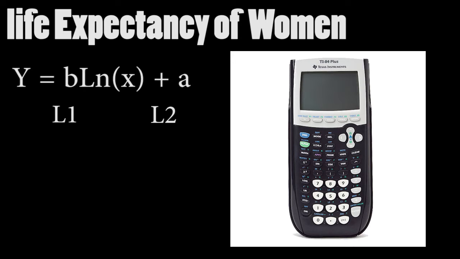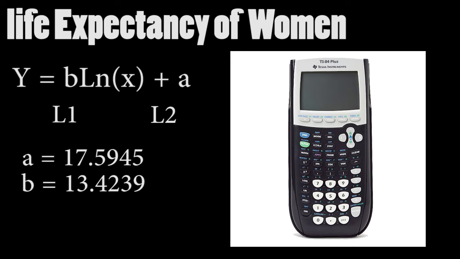Afterwards, go to the Stat button again, go to Calc, and move down to number 9, which is natural log reg, also written as ln reg. Then press enter. The values of a and b are given. A is approximately 17.5945, while b is approximately 13.4239. Plug the values into our original formula, y equals b natural log x plus a, and you'll get your logarithmic model, which is y equals 13.4239 natural log x plus 17.5945.